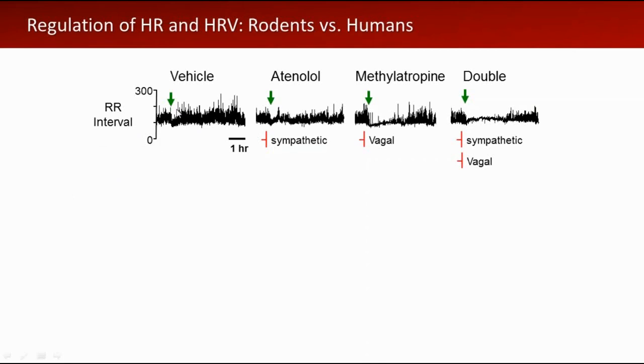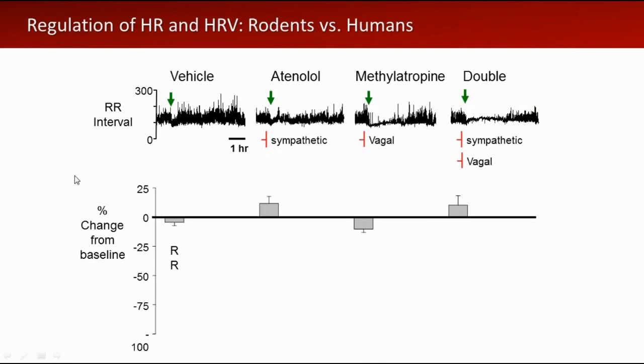We gave an injection of these drugs, and then we looked at the percent change from baseline in these animals. Even in the vehicle, we see a percent change from baseline in our RR interval. The RR interval gets a little bit shorter, which makes sense because your heart rate is increasing, and that's just a consequence of stressing the animal out from giving them an injection. This was a transient effect, and it was not statistically significant.